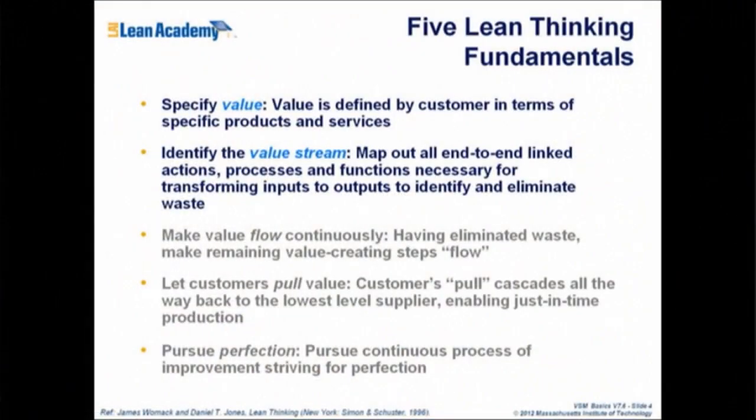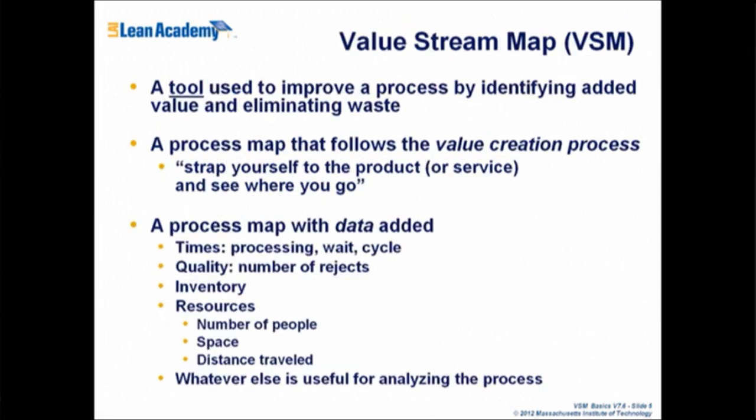Identify the value stream, map out the end-to-end linkages between the processes, what goes on. Then we focus on making flow continuous from one end to the other. Pull, that we heard about earlier on. Let the customer pull the value rather than us producing a whole bunch of things that then get piled up and some of it gets wasted. Then we do it over and over again because we're never really going to reach perfection, but we're going to strive for it.